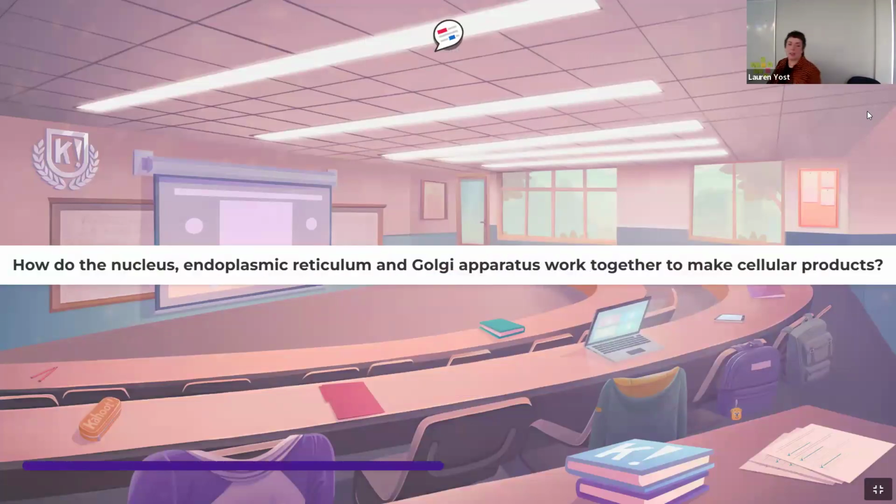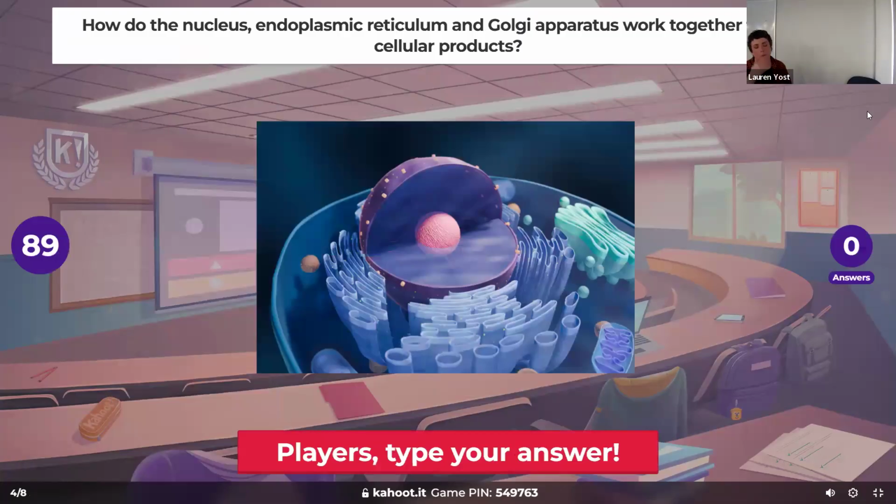How do the nucleus, endoplasmic reticulum, and Golgi apparatus work together to make cellular products?